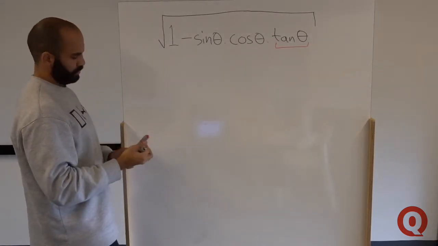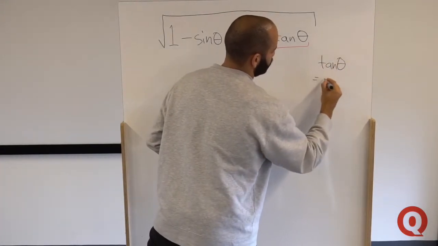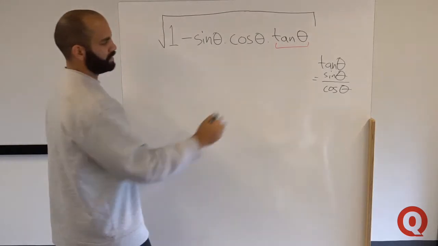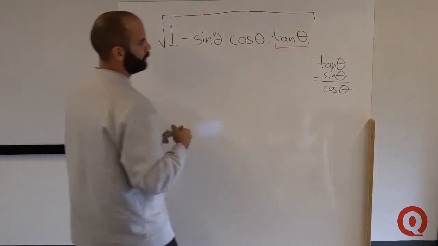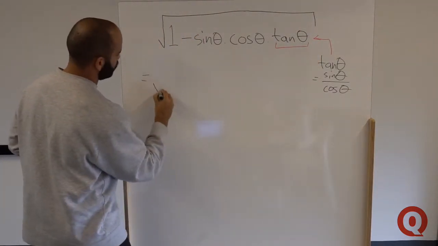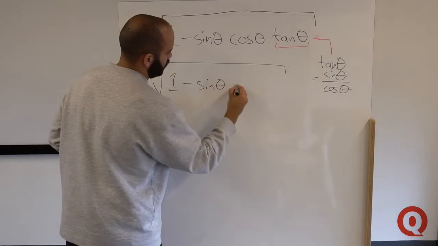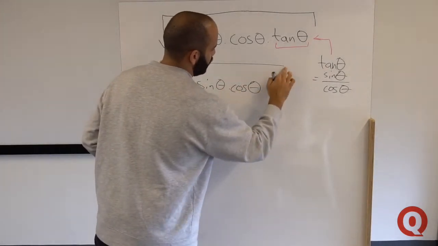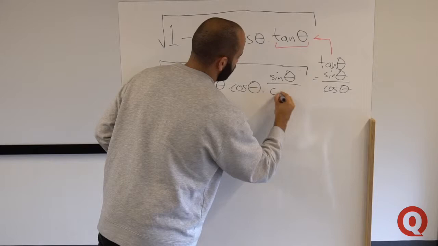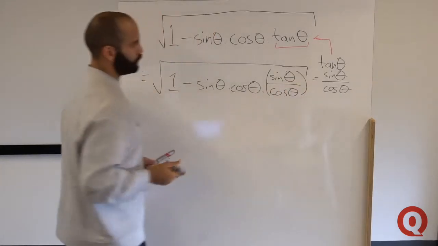So if I had to use the result of tan theta being equal to sine theta over cos theta, if I substitute this back into there for the next line of this simplification, I'm going to have the square root of 1 minus sine theta cos theta and sine theta over cos theta. So I've substituted that back in for tan theta.